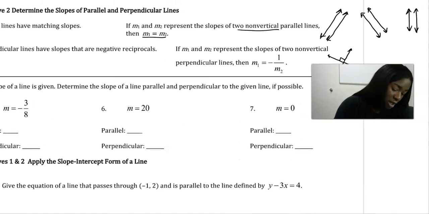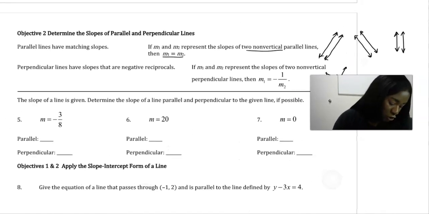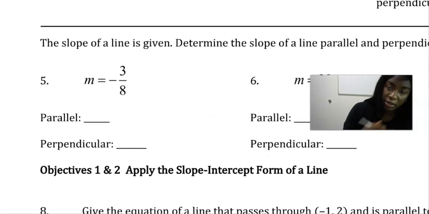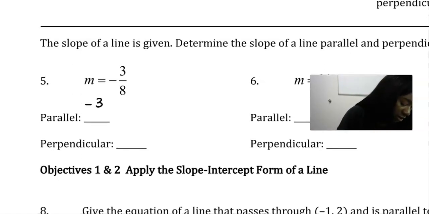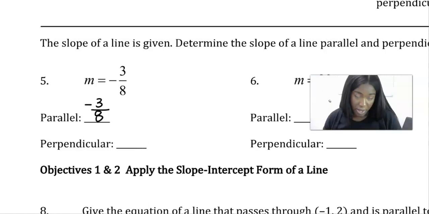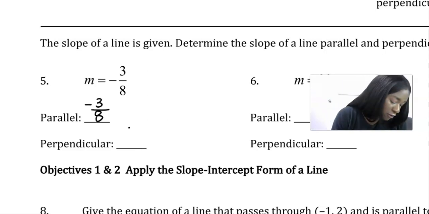Okay, so let's do some examples where we just determine what the parallel or the perpendicular slope would be. So for example 5, if I know that the slope of a line is -3/8 and I'm looking for a line that's parallel to that, well, parallel means same slope. So the parallel line would have the exact same slope. But the perpendicular line would have the opposite reciprocal slope. So we're going to change the sign so it would no longer be negative, and we're going to flip it. So it would not be 3/8, but it would now be 8/3.